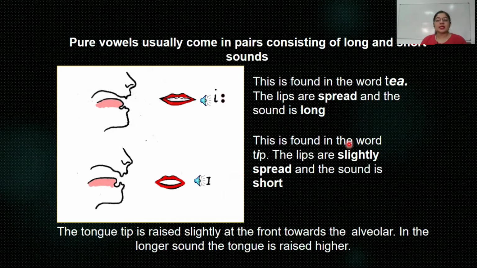The front goes up towards the hard palate. This is the small "i", a short one where the lips are slightly spread. The tongue tip is raised slightly at the front towards the alveolar ridge, the part just behind your upper teeth. In the longer sound, the tongue is raised higher.